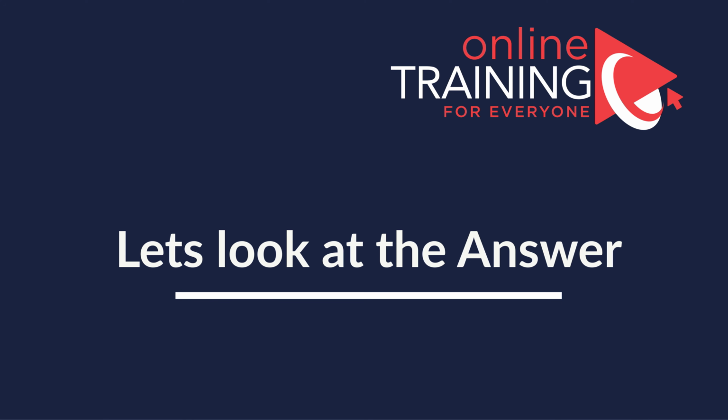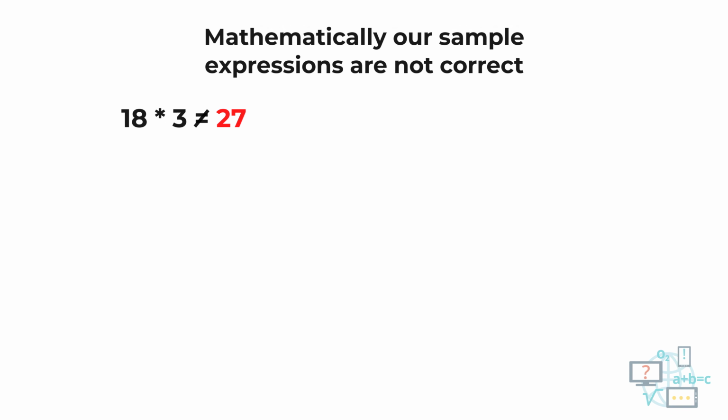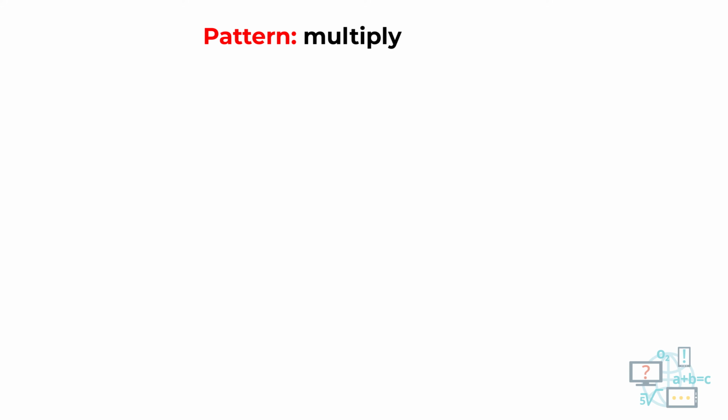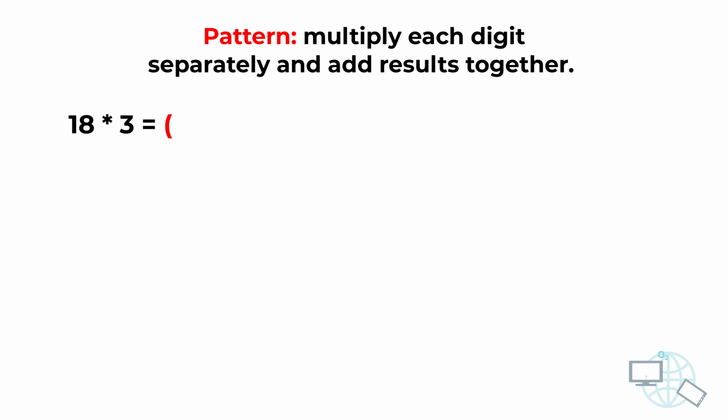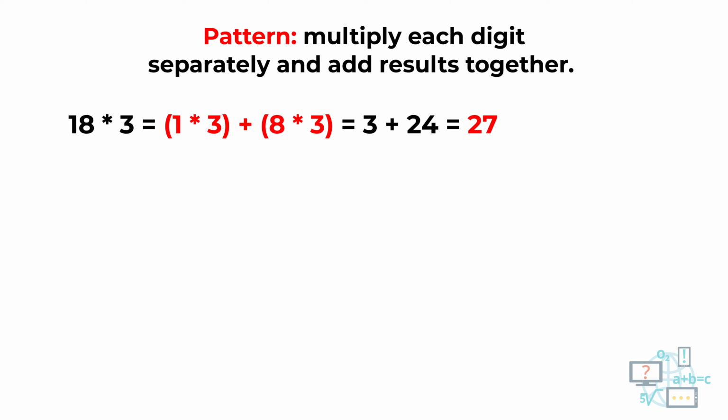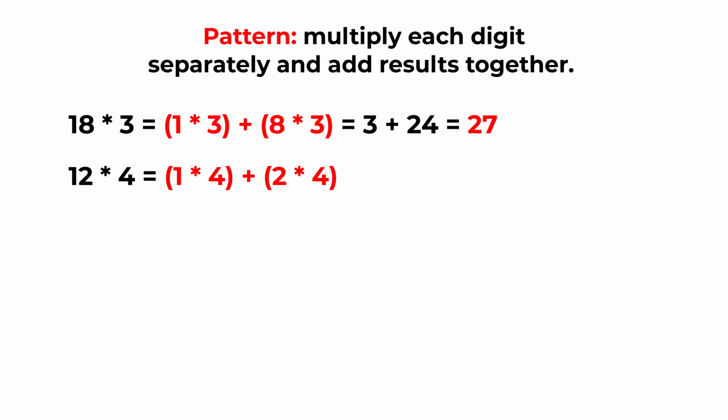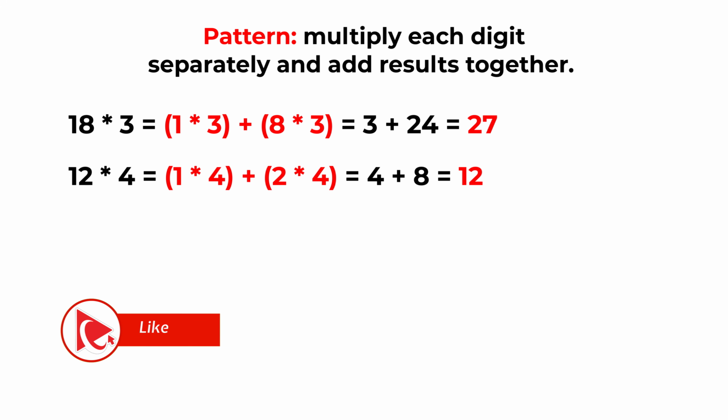Even though mathematically our sample expressions are not correct, for example, 18 by 3 is not equal to 27, if you multiply each digit separately and add results together, you will get the result you need. For example, 18 by 3 should be processed as 1 multiplied by 3 in parentheses plus 8 multiplied by 3 in parentheses, which would be equal to 3 plus 24, which would be equal to 27. In a similar way, 12 multiplied by 4 can be calculated as 1 multiplied by 4 in parentheses plus 2 multiplied by 4 in parentheses, which would be 4 plus 8, equal to 12.